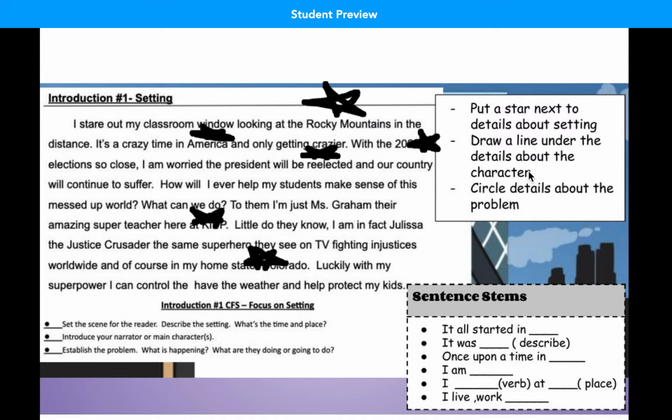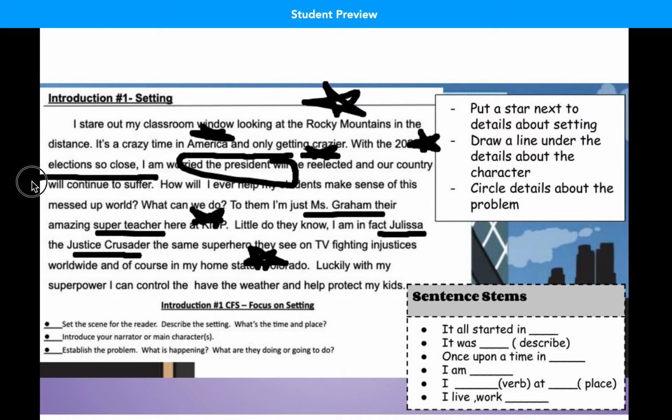Now I need to draw a line under the details about the character. Miss Graham is a super teacher, that's a detail about the character. But her real secret identity is just a Justice Crusader. And I think that's all the details about characters. I need to circle any details about the problem. So far I see that the person is worried that the president will be re-elected and then the country will continue to suffer. Those are definitely problems.